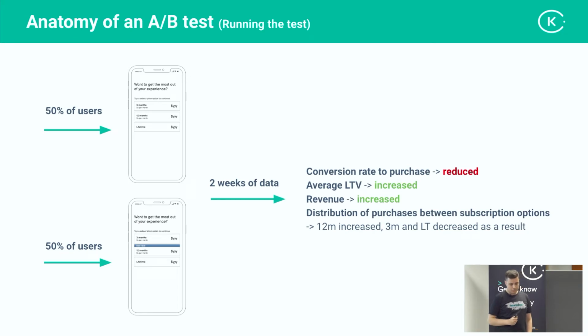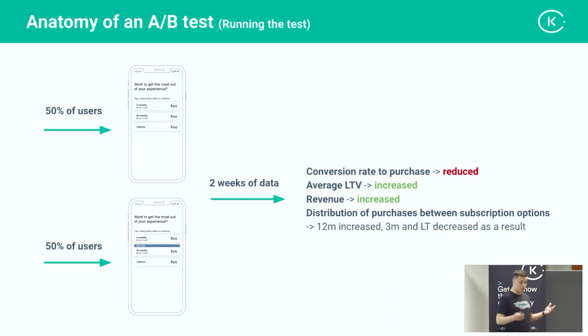And so when you're actually running the test, the way it works, you have your traffic, and then you give 50% of the traffic to the control variation and another 50% of the traffic to the treatment variation. And you wait for around 2 weeks, so kind of 2 sales cycles to complete. And then you have your results.